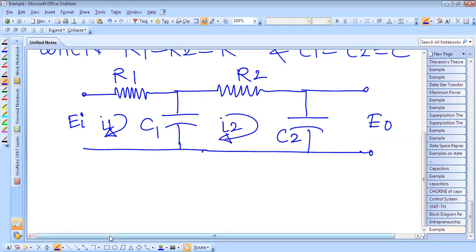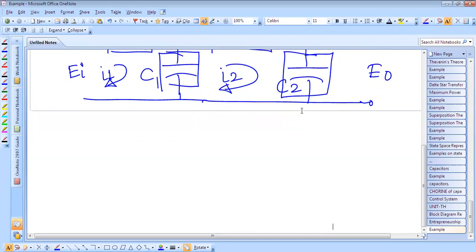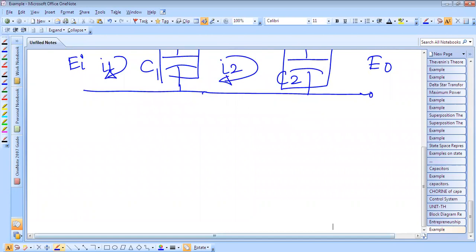Okay. So therefore, for the sake of the simplification purpose, we will consider this as one impedance. This is another impedance. This is another impedance, and this is another impedance. This is just for the sake of the simplification. Otherwise, it will become a little bit complicated. So this can be reduced like this.